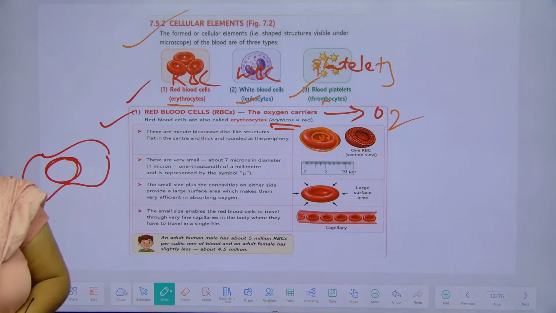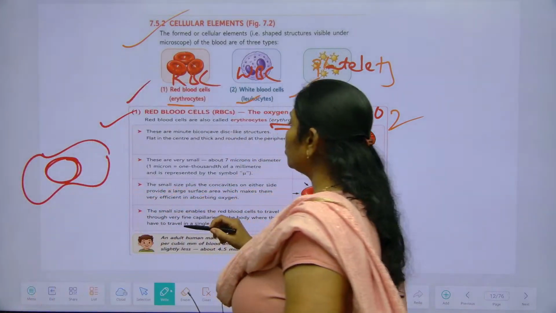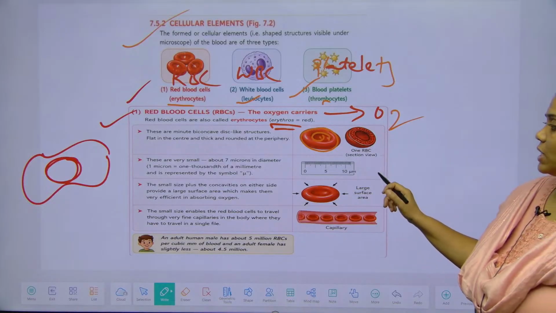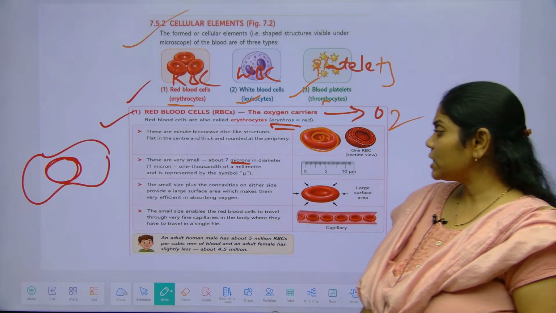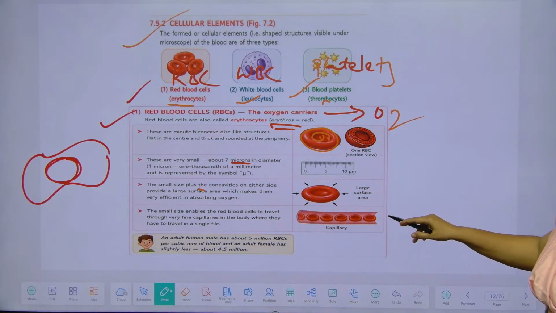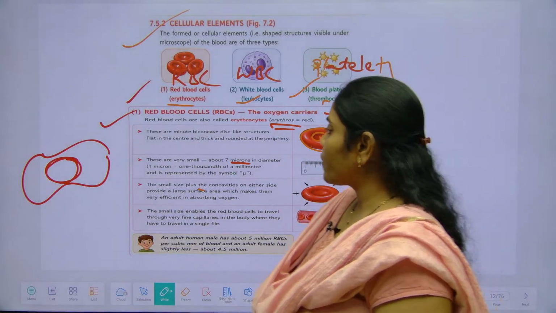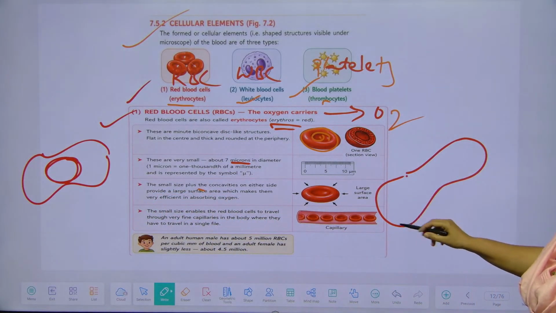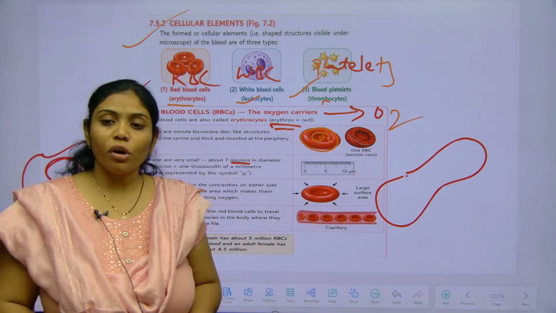Do these RBCs have a nucleus? No, they are lacking the nucleus. These RBCs are very small in size. What is the diameter? That is 7 microns only. Because of this small size, they can easily transport through the blood capillary. And one more thing, because of this biconcave shape, the surface area is more, and because of this more surface, it can carry more oxygen.